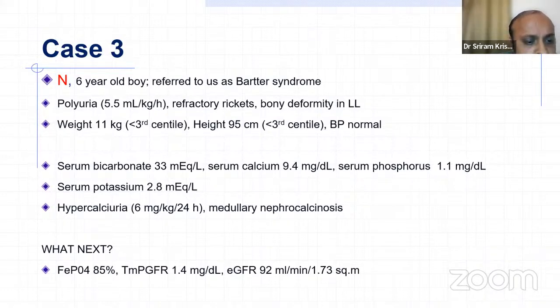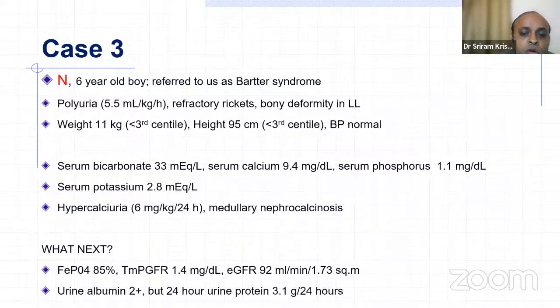So we did a FePO4, which was found to be 85%, and the TMP-GFR was only 1.4, suggesting a phosphaturia. The eGFR was normal for age. At this point, we decided to do a 24-hour urinary protein. So this was found to be 3.1 grams in 24 hours, which is a nephrotic range proteinuria. And the urine albumin by dipstick was only 2+.